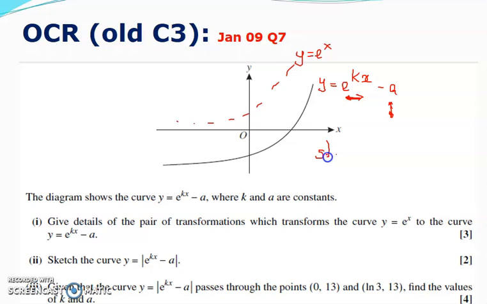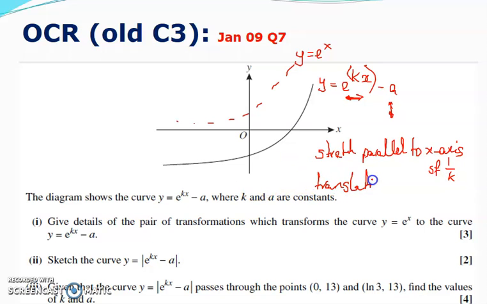I'm going to say it's a stretch parallel to the x-axis. It's like it's in a bracket, you see. Scale factor 1 over k, followed by a translation. And it goes down, so presumably 0, minus a. Either way around, doesn't matter.